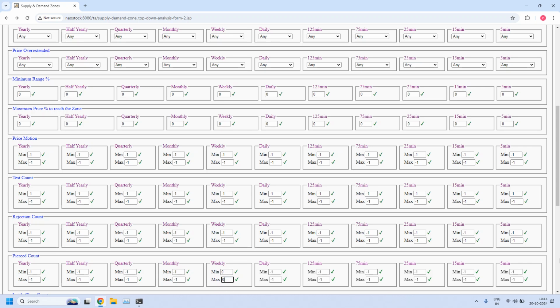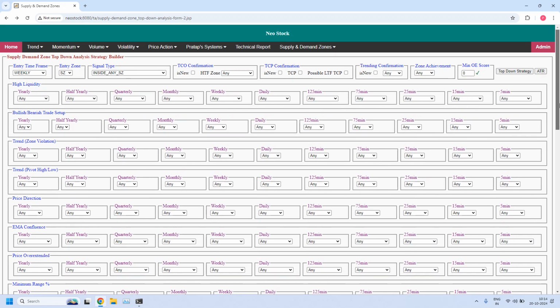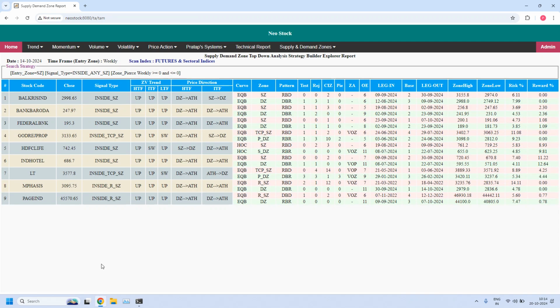Pierced count 0 means the zone is not pierced. Which zone? The entry zone, the supply zone. And currently prices are closed inside the supply zone. Which supply zone? The weekly supply zone. That is the entry time frame. Now the list has come down to 9. All these 9 zones are not pierced. Currently prices are closed inside them.